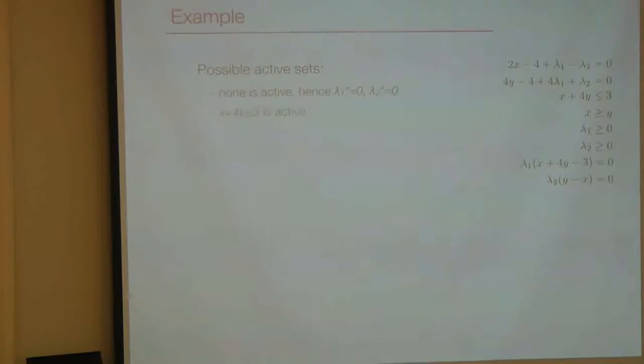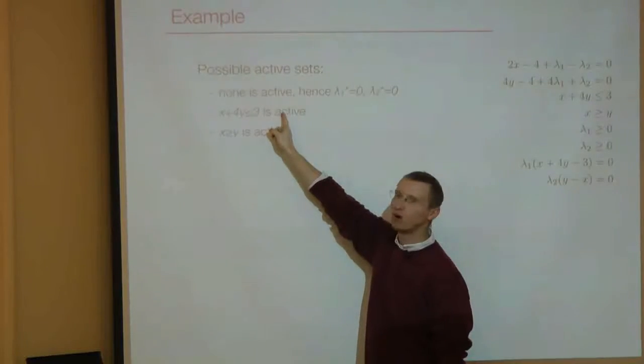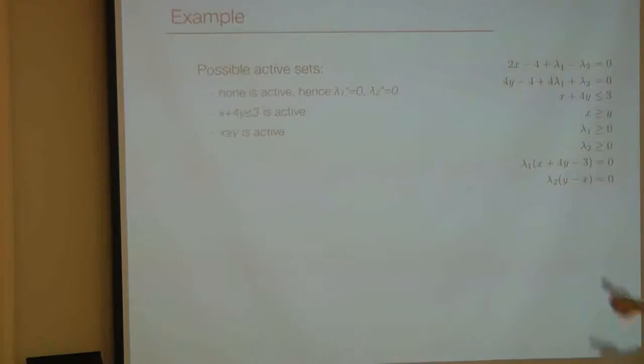Exactly one. Okay? So the first option is that the first one is active. The second option is that this one is active. Note that this immediately means that the other one is not active, and so on. Okay? So this is when we assume one constraint being active, and the last one is where both are active. Okay? So let's explore all these options.